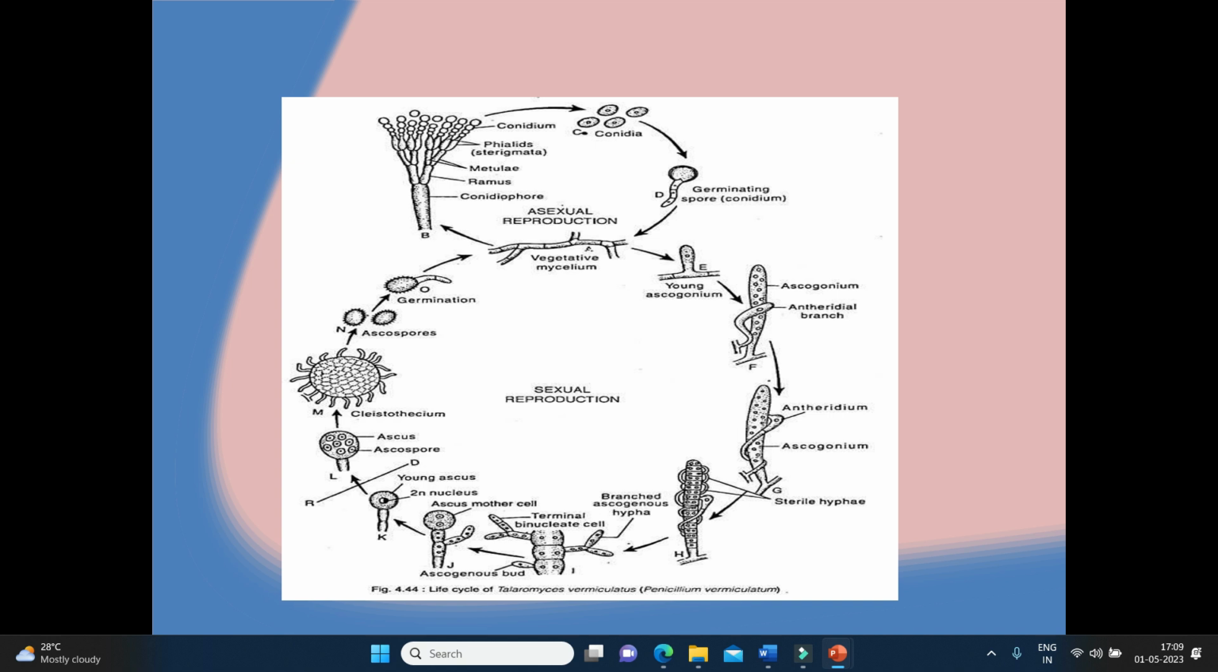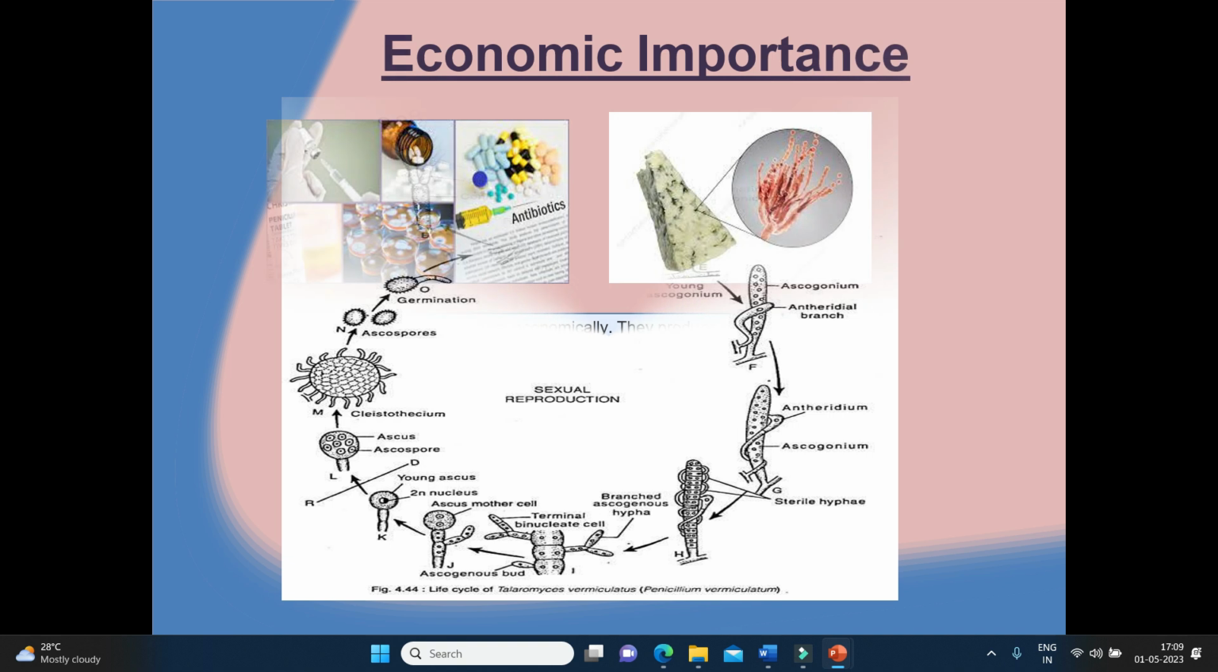Here is an image of sexual reproduction, where we can see how the antheridium has been branching out to the ascogonium, and later on it is getting attached to the wall of the ascogonium. Next slide.